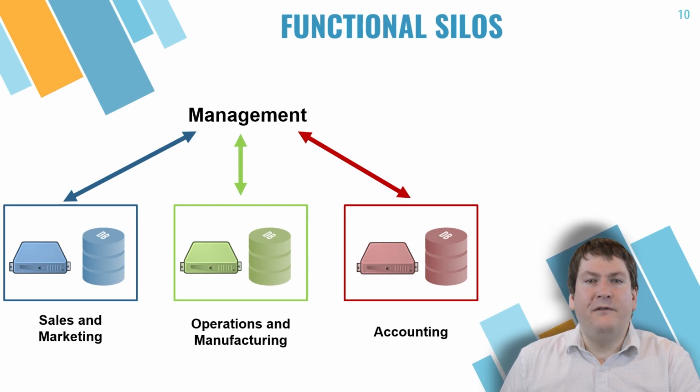But in this isolated functional system model, there's no easy way for sales to communicate to operations that a big order is coming in, or for manufacturing to tell accounting that they'll need to buy more supplies to meet this order. Another issue is that management has to manually go to each system to pull data to create any kind of report or do any kind of data analysis.